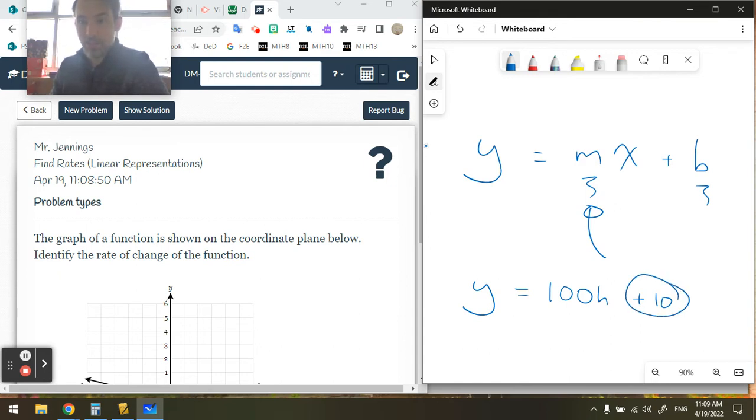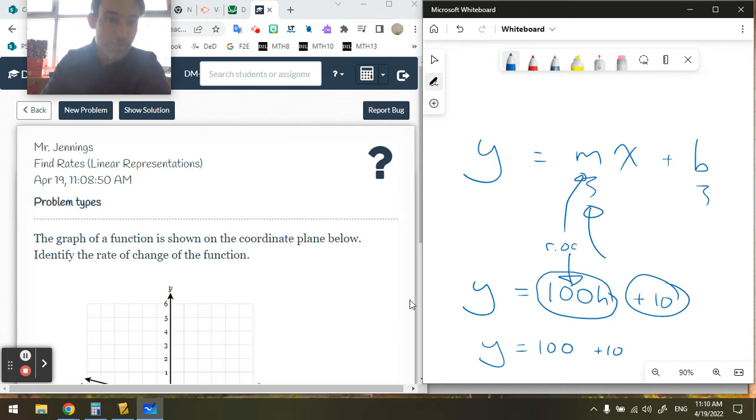So this is the initial value. For every hour I travel, I will move another 100 kilometers away from you. After 1 hour, y is equal to 100 plus 10. I'll be 110 kilometers away from you. So this m is the rate of change, and we want to be able to find that.